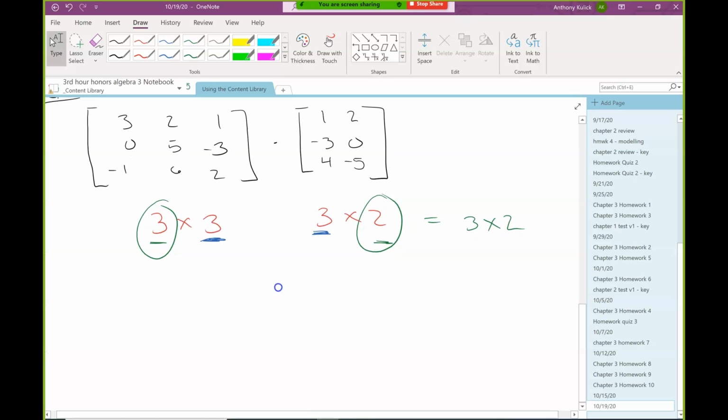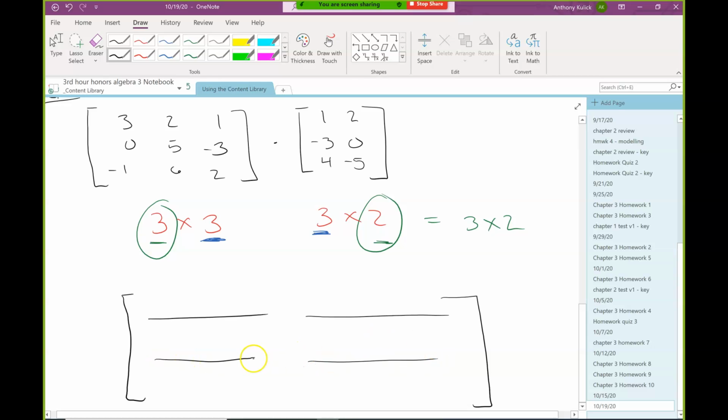Since I'm first learning to do this, I think what's helpful is to go ahead and draw what our answer is going to look like. So our answer is going to be a 3 by 2. Okay with that?